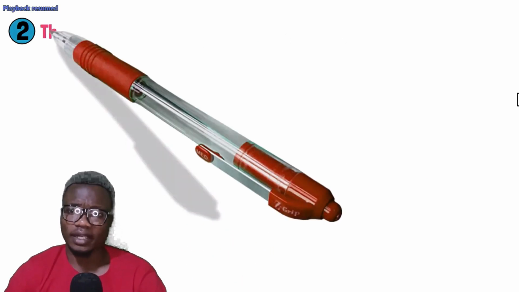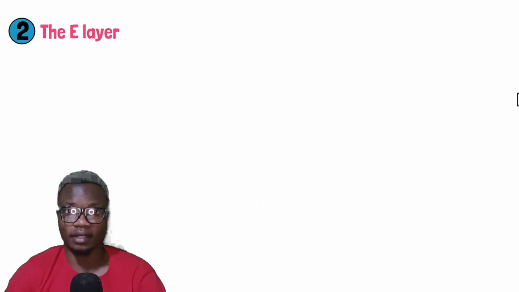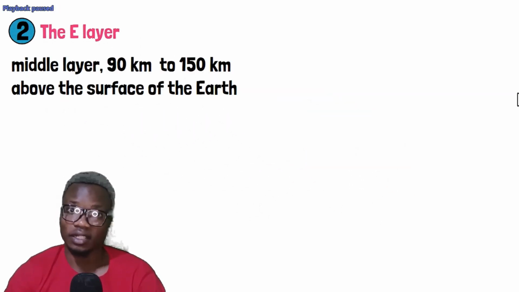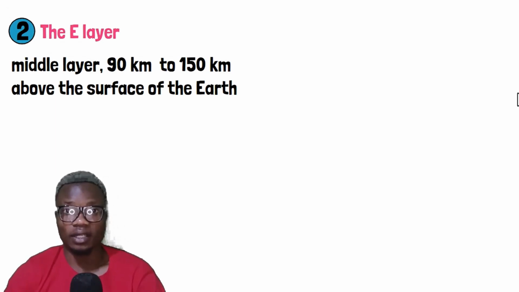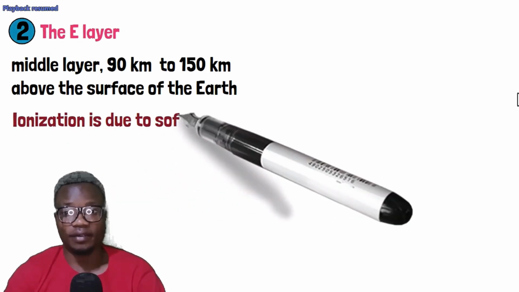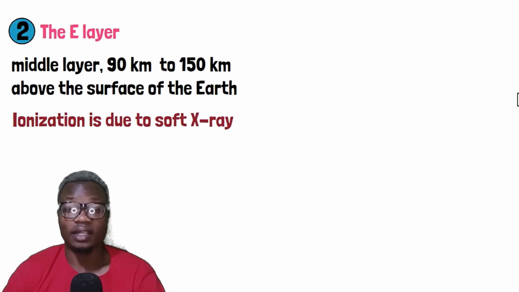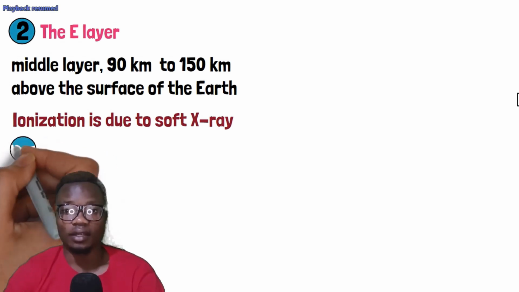Another layer is the E layer. Simply, the E layer is a middle layer which is 90 to 150 kilometers above the surface of the Earth. It is found between the D layer and the F layer. Ionization in this layer is due to soft X-rays. So ionization can take place in this region, but in the presence of soft X-rays. This one is the E layer.